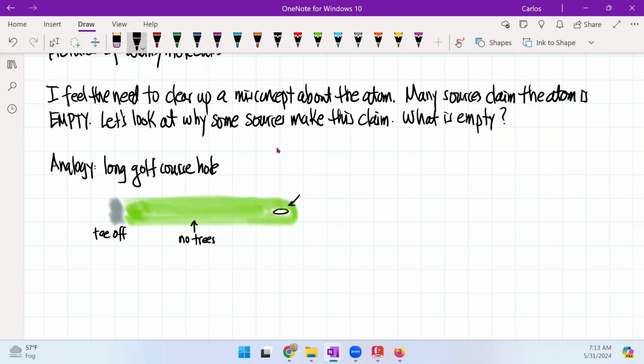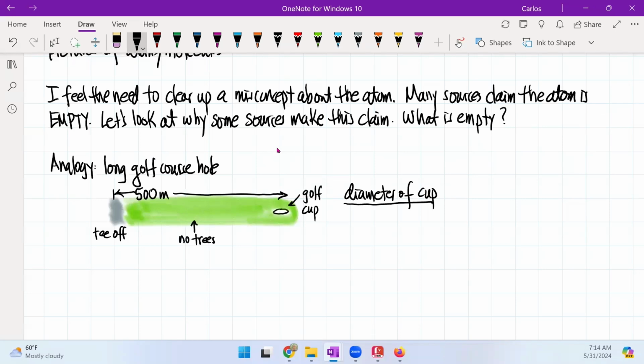And then right here is our golf cup. So if I think about the longest ones, they're on the order of 500 meters from here to the golf hole. So if I look at what I mean by empty, I could take the diameter of the cup, divide it by the length of the fairway.